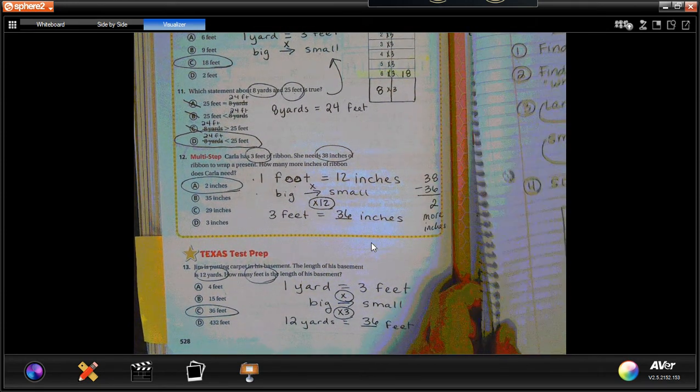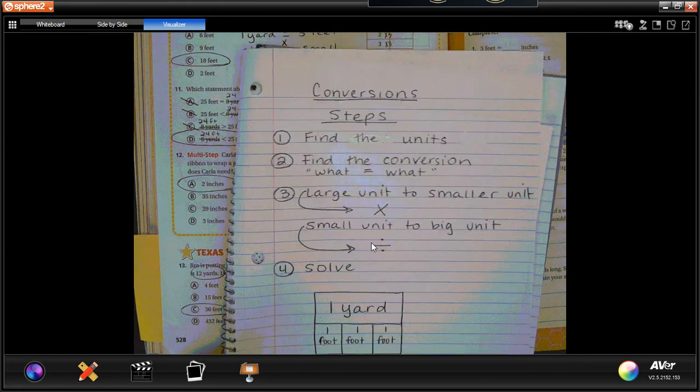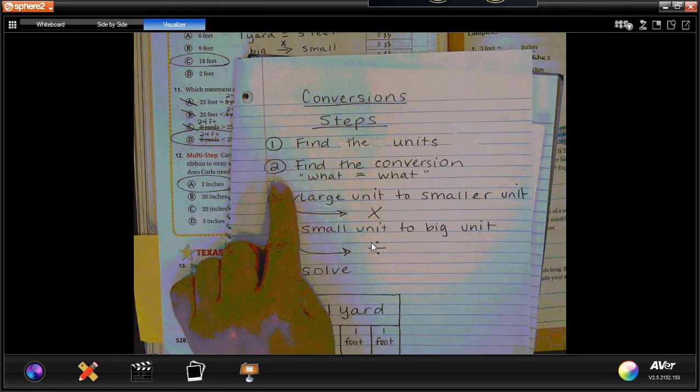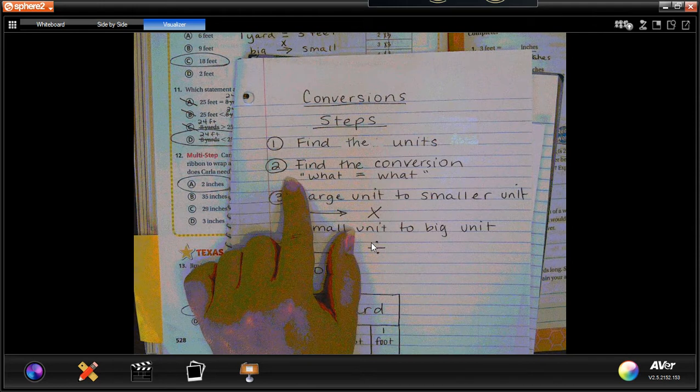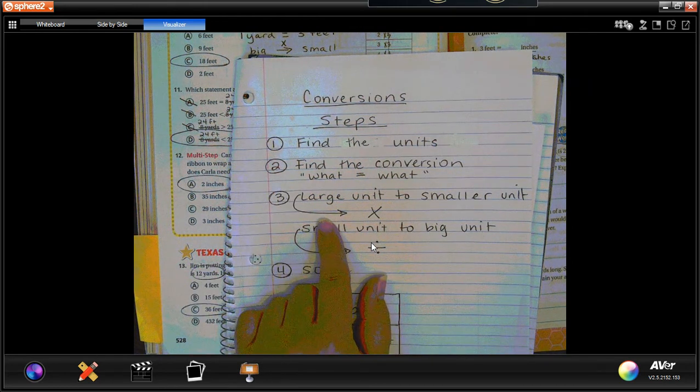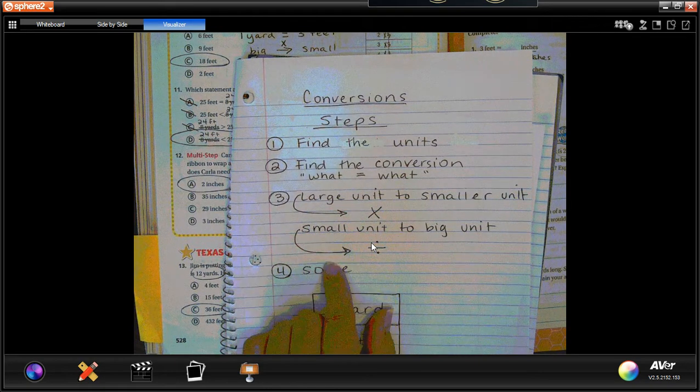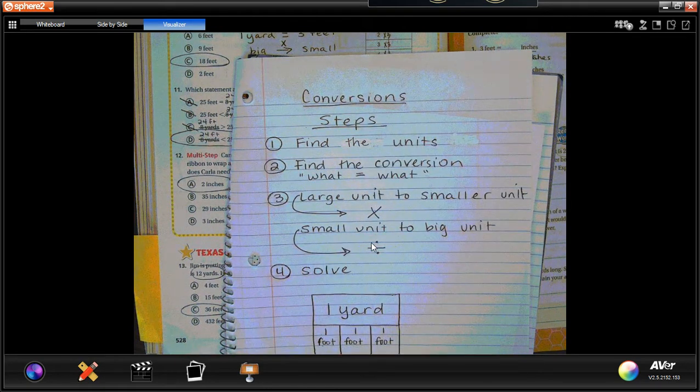So again, find the units. If you just follow this, find the units, find the conversion, what equals what, find whether you're going from a large unit to a small unit, and then solve.